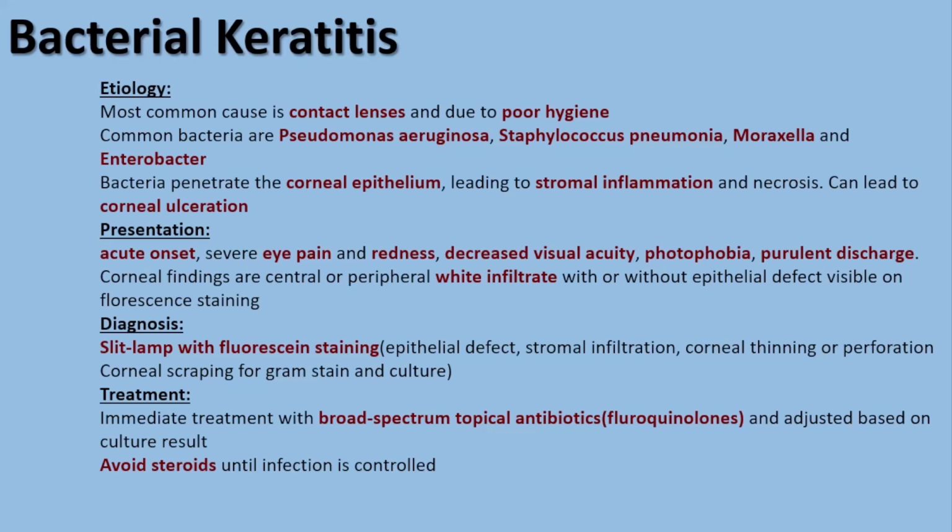We can have corneal findings with central or peripheral white infiltrations, with an epithelial defect, which can be visible on fluorescein staining. We are going to talk about that in upcoming slides. Also, the diagnosis can be done with a slit lamp with fluorescein staining. On fluorescein staining, you are going to see an epithelial defect, stromal infiltration, corneal thinning, or even perforation of the cornea. And if you scrape the cornea, you can send it for Gram stain and culture of the bacteria.